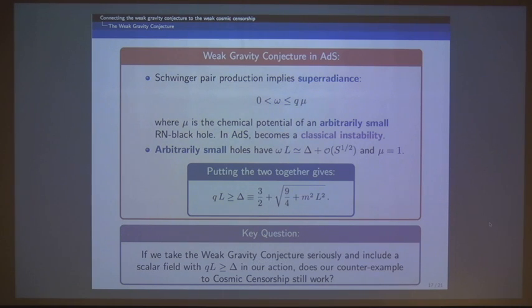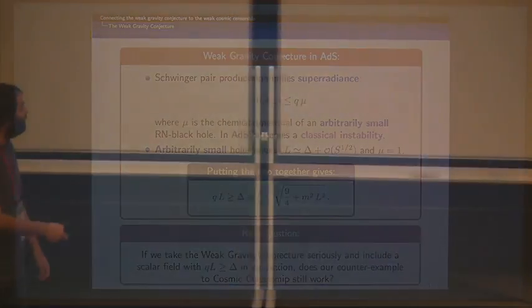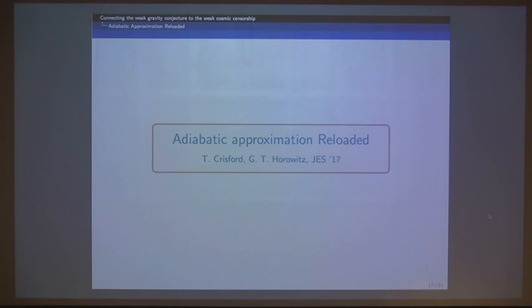Key question. Imagine that we repeat exactly what we've done before, but now we put a charged scalar field on it. Do you still see a violation of the weak gravity conjecture or not? Sorry, of the weak cosmic censorship conjecture or not? Well, we try to do the time dependence. It's bloody hard. Okay, there are very small numbers involved. This will take ages. So we decide to do the adiabatic approximation first. Let's see if you can find solutions.